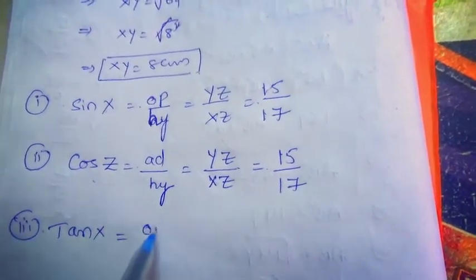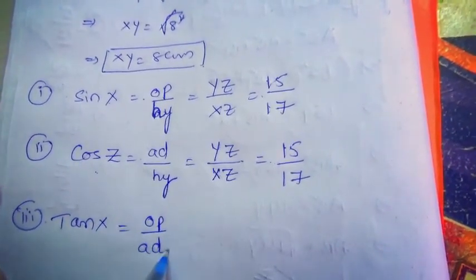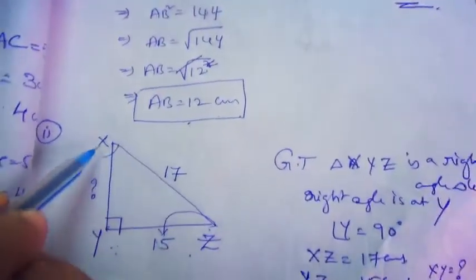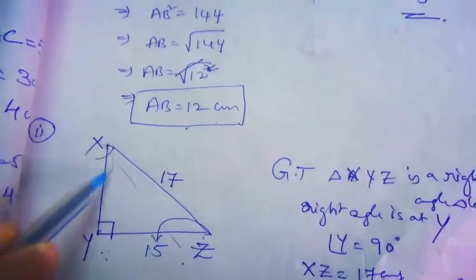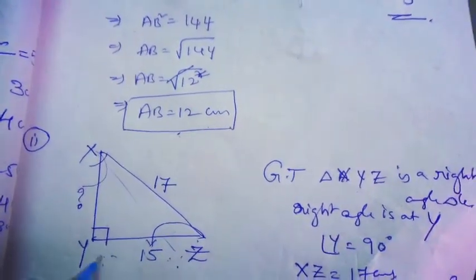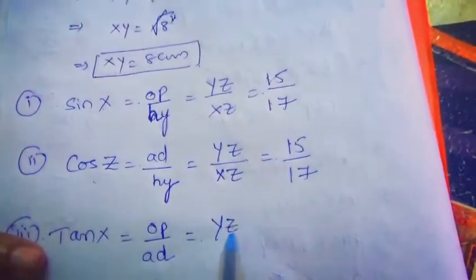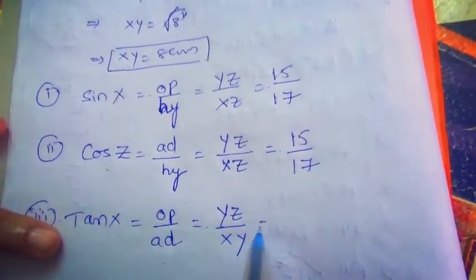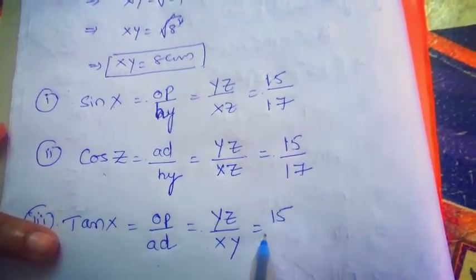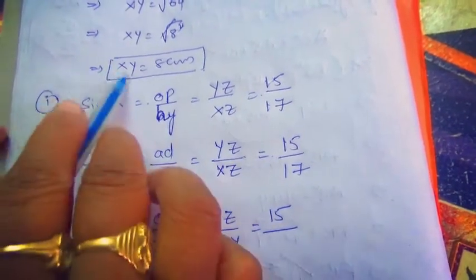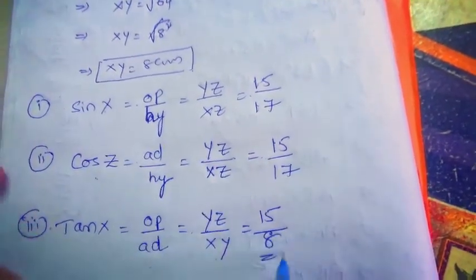Third one, tan x value. Tan x is the length of the opposite side by the length of the adjacent side. According to x, opposite by adjacent. Opposite is YZ and adjacent is XY. YZ by XY. What is the YZ value? 15 by XY value 8. That is the answer for this question.